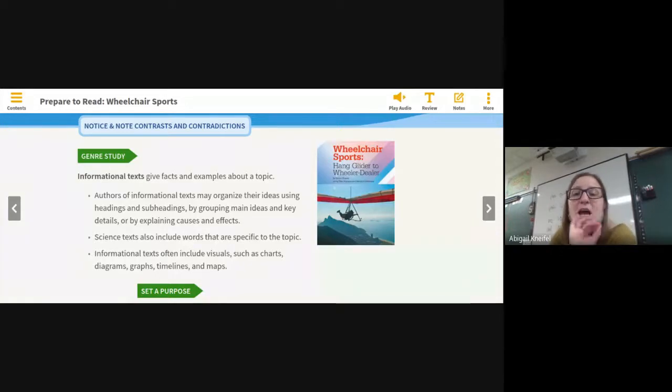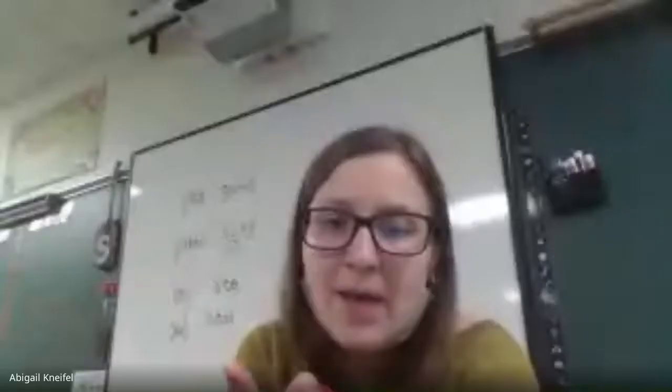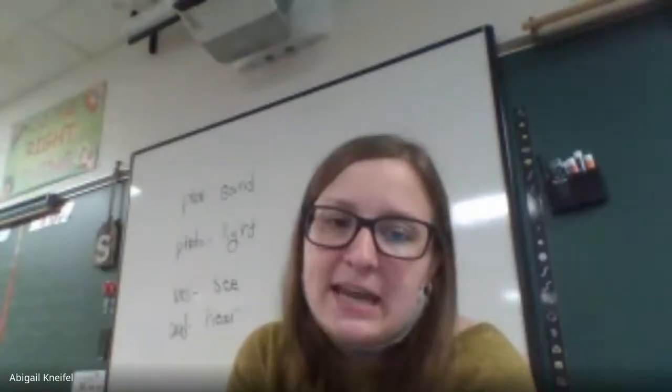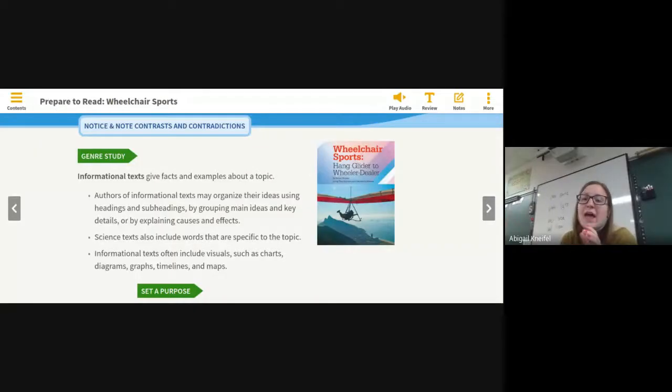In informational text such as this, authors may organize their ideas using headings and subheadings, by grouping main ideas and key details, or by explaining using cause and effect. This is another kind of short read like last week. It's about 5 pages, and there are little subheadings throughout it. So there's going to be a whole section about this, and then a whole section about this, and a whole section about this. That's just a way for an author to keep things organized. So that will be in our story. And we're also going to try to find some cause and effects when we read, because cause and effect might be our text structure.